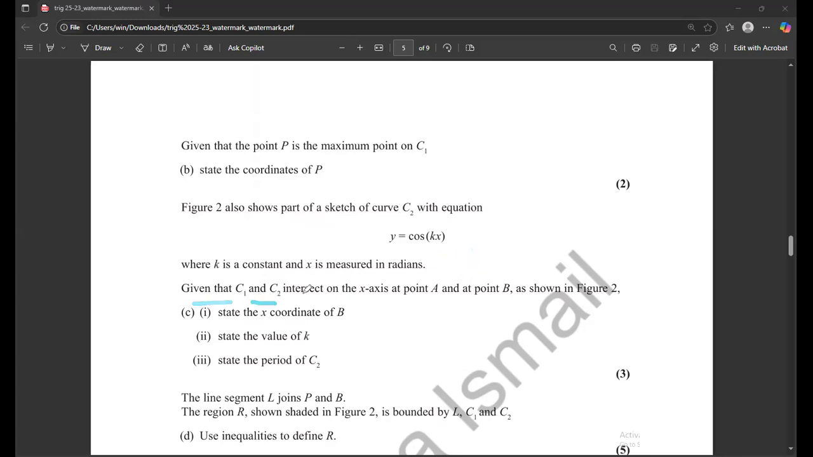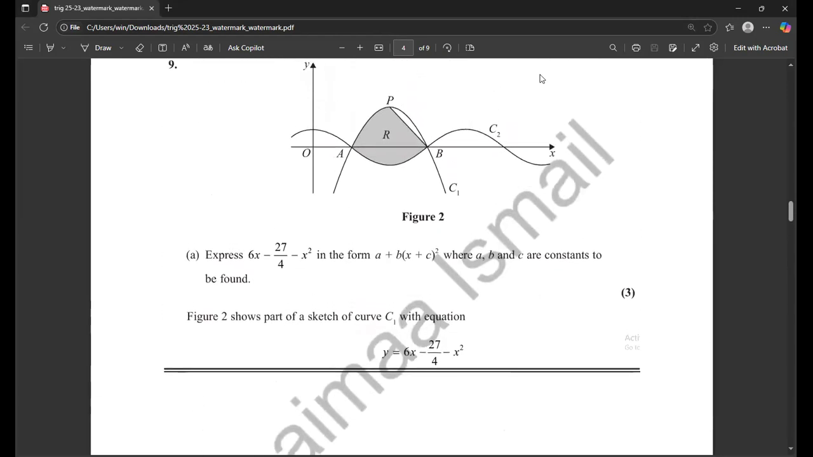Okay, given that C1 and C2 intersect on the x-axis, as I showed in the beginning, at A and B, as shown in the figure, state the x coordinate of B. So we need the coordinate of B. Back to the graph again to see where B is. Here is B. We want the coordinate of B. First of all, any normal cosine graph, we know it, and we have to draw it. So here we have the normal cosine graph.